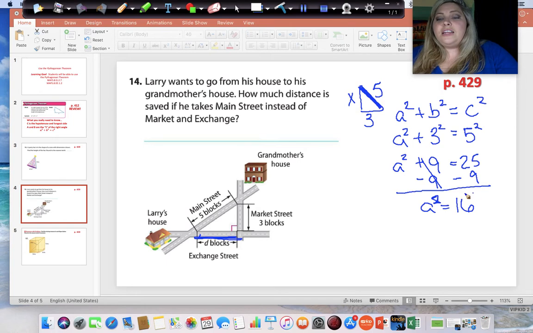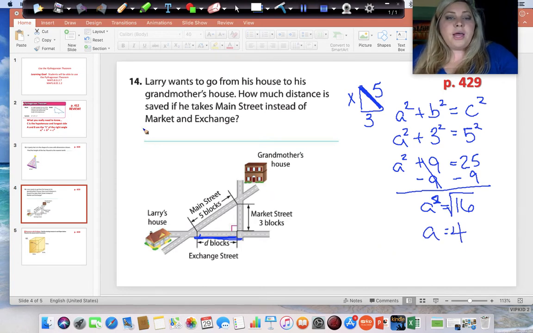Okay, and then we need to take the square root of 16. And the square root of 16 is 4. If you don't know that, you can put it into your calculator just so that you can get it correct. Okay, so the first part of this, we needed to find the length of D. And D is 4, so it's 4 blocks. Okay, so it said how much distance is saved if he takes Main Street, which is only 5 blocks.